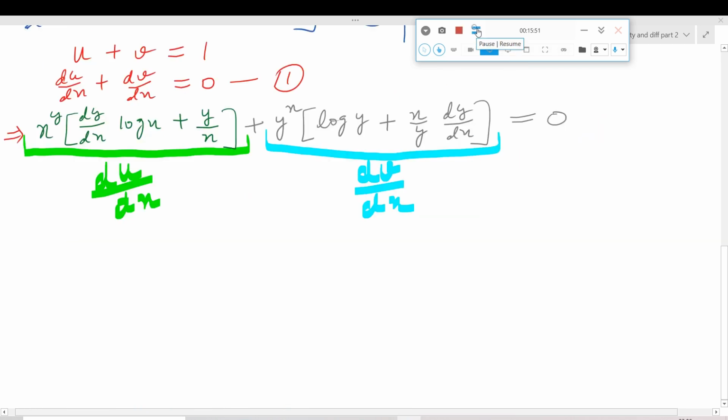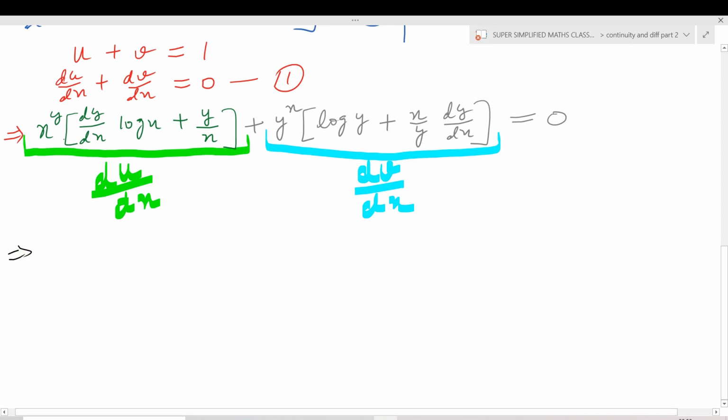and it is giving us the value of dv by dx. Now students, we come back to the first equation, which was du by dx plus dv by dx equal to 0, and we substitute the value of du by dx and dv by dx in the first equation, and so we get this equation, and we are going to solve this equation now.